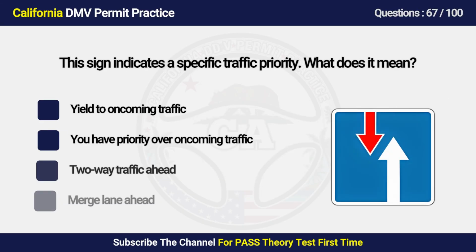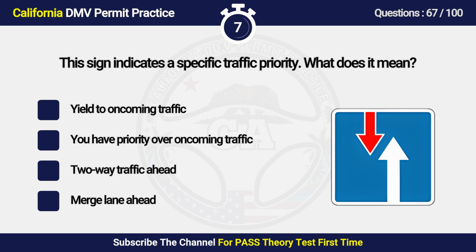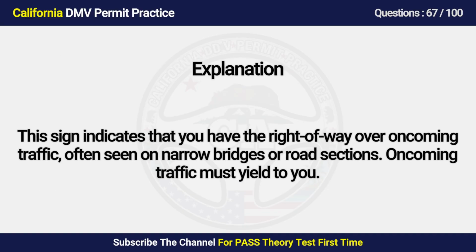Question 67. This sign indicates a specific traffic priority. What does it mean? A. Yield to oncoming traffic. B. You have priority over oncoming traffic. C. Two-way traffic ahead. D. Merge lane ahead. Answer is B. You have priority over oncoming traffic. This sign indicates that you have the right of way over oncoming traffic, often seen on narrow bridges or road sections. Oncoming traffic must yield to you.